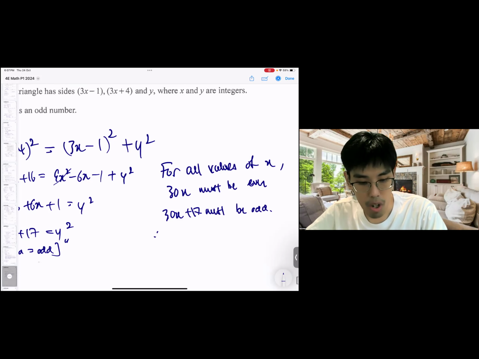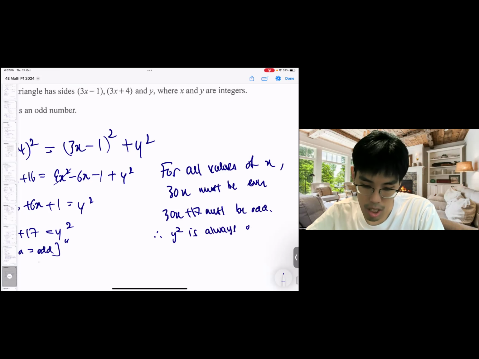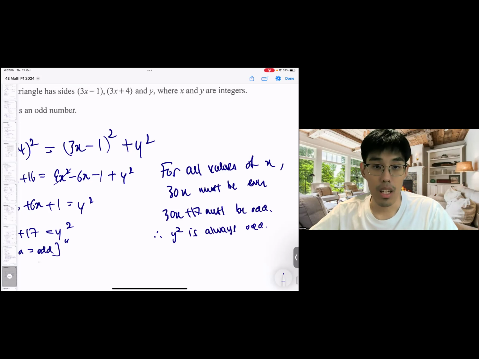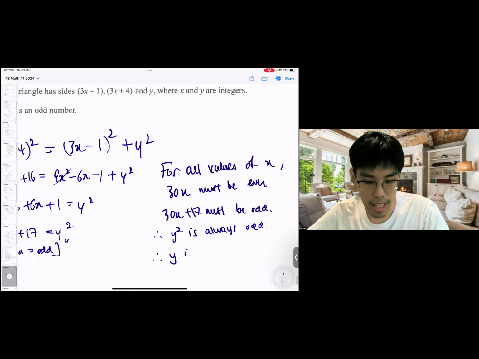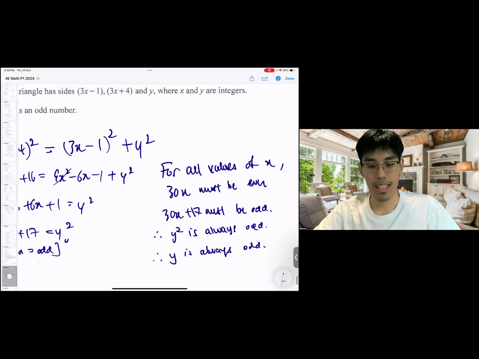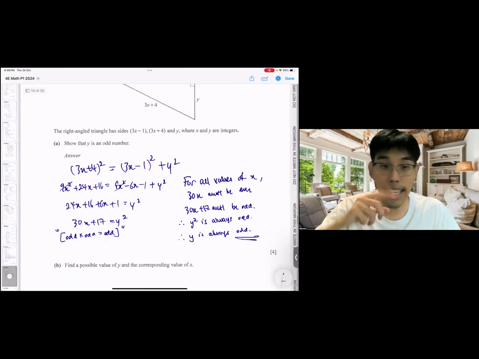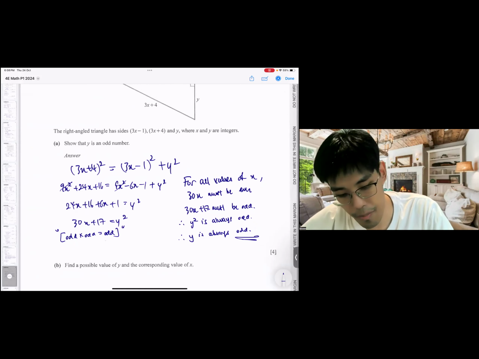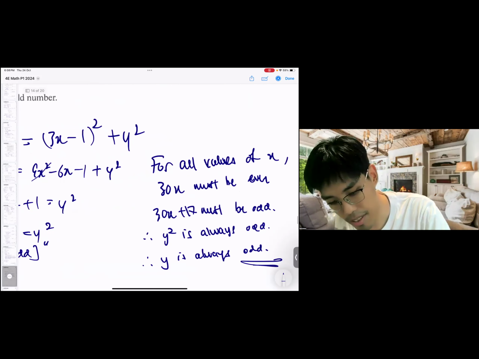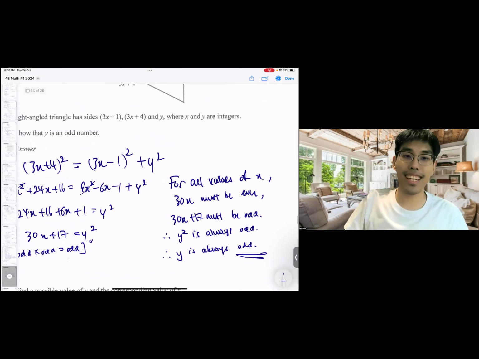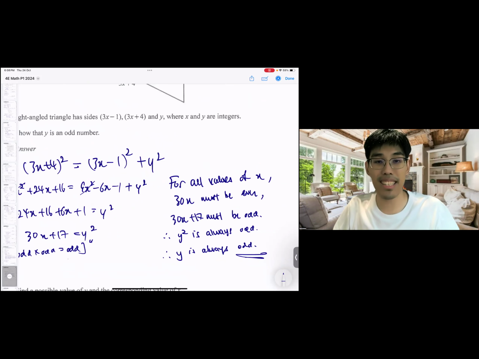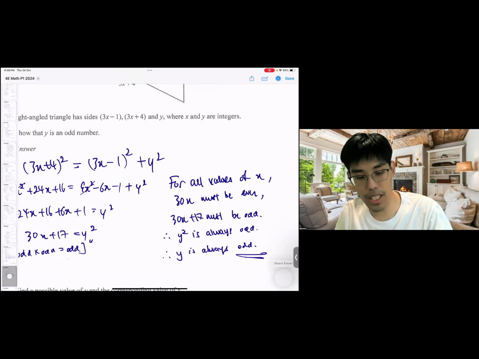Okay, so therefore, y squared is always odd. And therefore y is always odd. That's the idea. Must show the linkage. So for all values of x, 30x must be even, 30x plus 17 must be odd. So y squared is always odd, and because y squared is always odd, therefore y will always be odd.